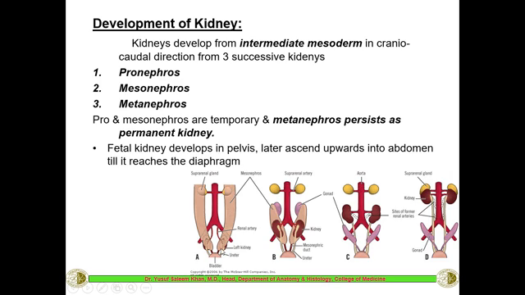Before it will be the pronephros, then it changes into mesonephros, and finally the permanent kidney is developed from the metanephros. So the kidney develops in the pelvis, as I said before, and later ascends upwards. If you can see here, the kidney is developed here and it is ascending upwards through this mesonephros.